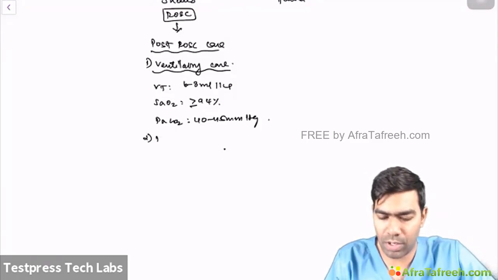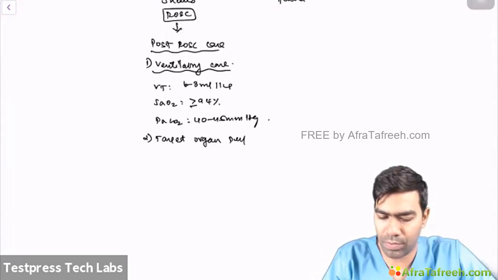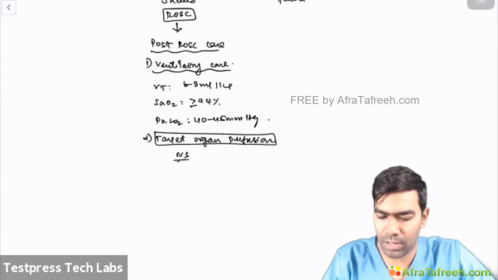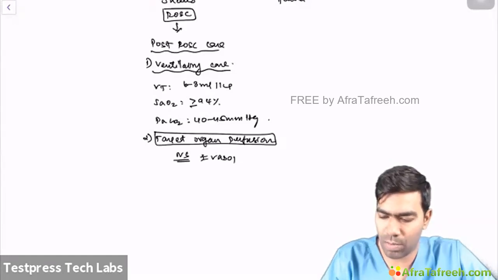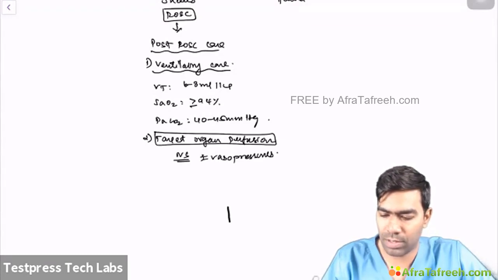Then there is something called target organ perfusion. These are very important post-ROSC care. Target organ perfusion can be achieved by giving normal saline, plus or minus vasopressors like epinephrine or dopamine, or you can give noradrenaline, or probably even vasopressin also. Vasopressors.